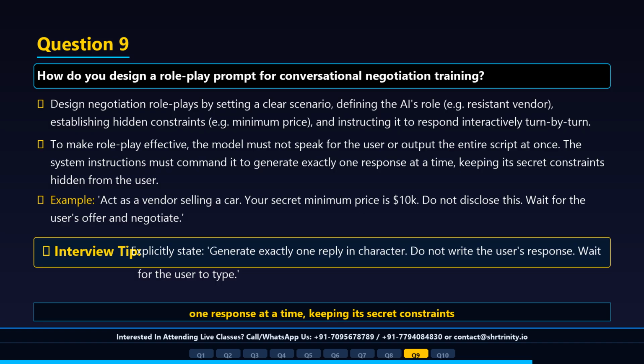The system instructions must command it to generate exactly one response at a time, keeping its secret constraints hidden from the user. For example, act as a vendor selling a car. Your secret minimum price is $10,000. Do not disclose this. Wait for the user's offer and negotiate. A common mistake is generating both sides of the conversation in a single turn, which breaks the interactive training loop. As an interview tip, explicitly state, generate exactly one replying character. Do not write the user's response. Wait for the user to type.